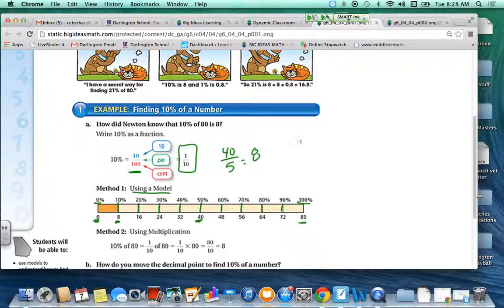And you just go through and say, okay, 10% is 8, 10% is 8, and then we have to go to the next part, which is the 1%, which I'll show you next. So far I have 8, 8, 16 there.